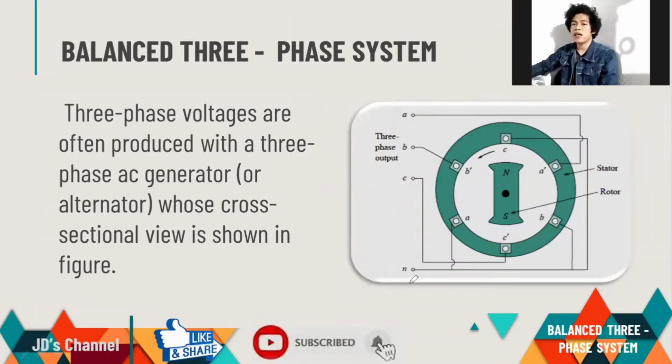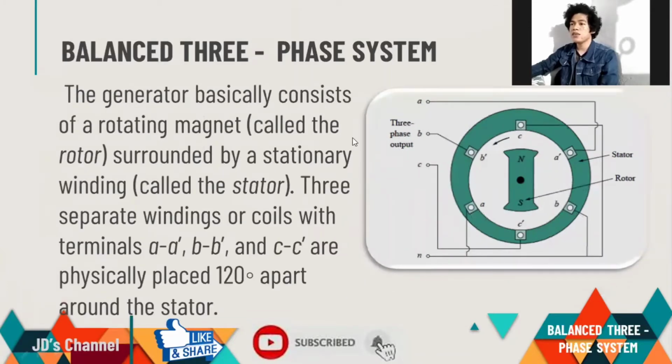So the three-phase voltages are often produced by a three-phase generator. So ito na yun class, yung illustration natin ng generator whose cross-section, yan. Ito yung source, bali class, yun yung nagiging source natin. The generator basically consists of a rotating magnet, yung ating rotor, sabi ko kanina, yung umiikot na magnet, surrounded by stationary windings, which is yung ating stator. Three separate windings or coils with terminals.